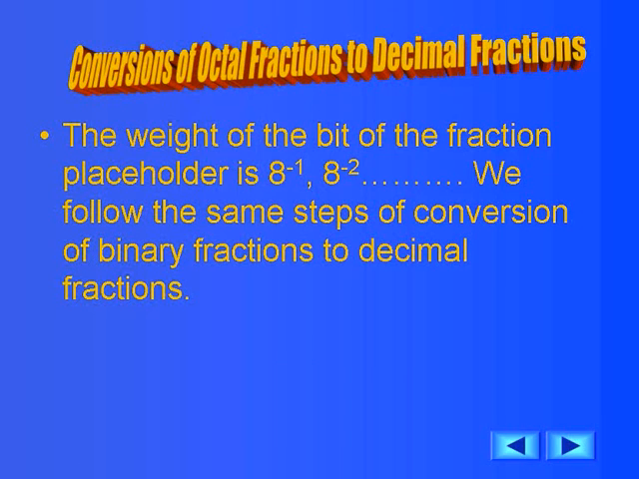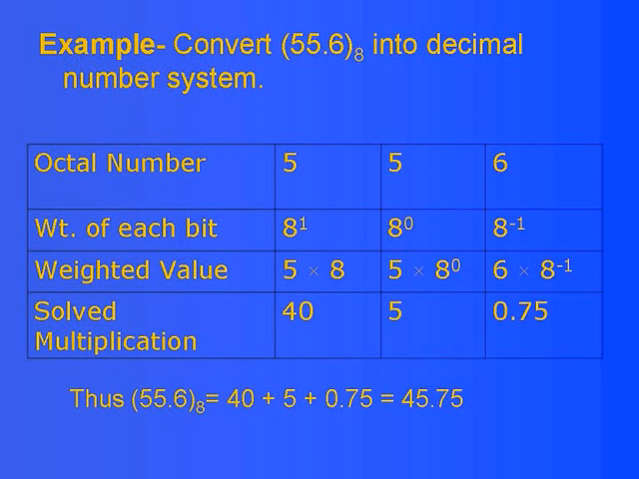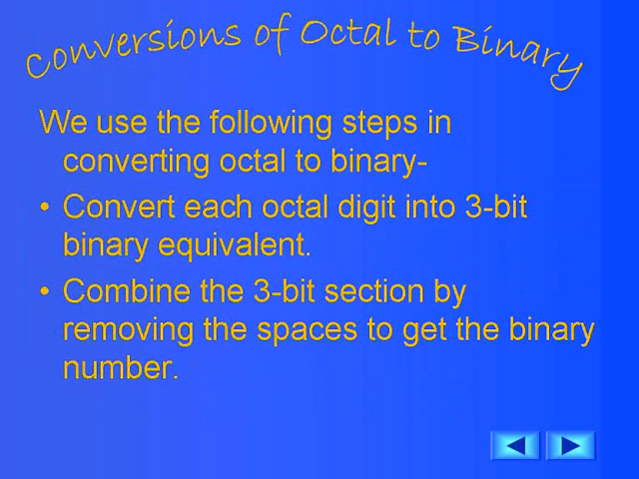Conversion of octal fractions to decimal fraction. The weight of the bit of the fraction placeholder is 8 to the power minus 1, 8 to the power minus 2. We follow the same steps of conversion of binary fractions to decimal fractions. Convert 55.6 into decimal number system. The octal number is 55.6. Weight of 6 is 8 to the power minus 1. Weight of 5 is 8 to the power 0. Weight of 5 is 8 to the power 1. So the weighted value is 6 into 8 to the power minus 1, 5 into 8 to the power 0, 5 into 8. So the solved multiplication is 0.75, 5 and 40. The sum is 45.75.